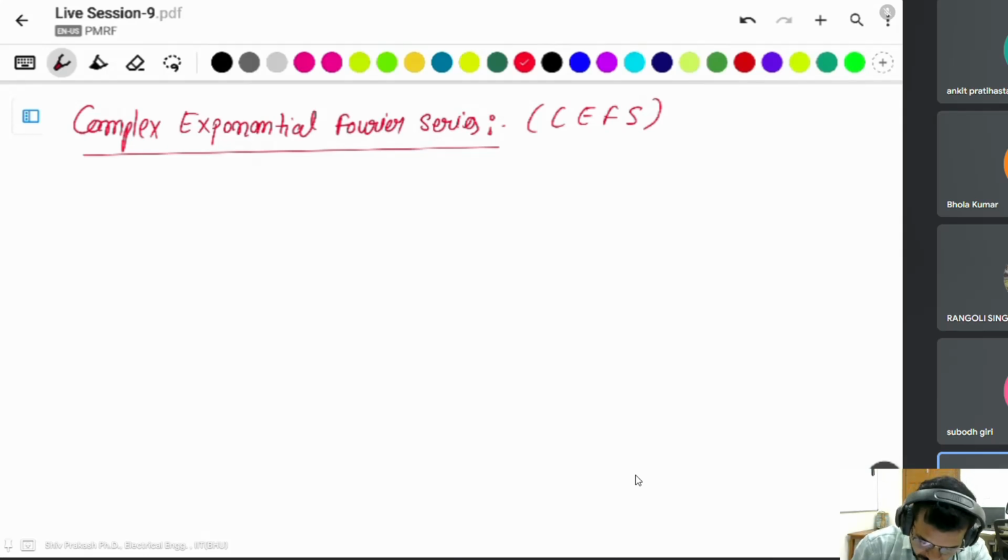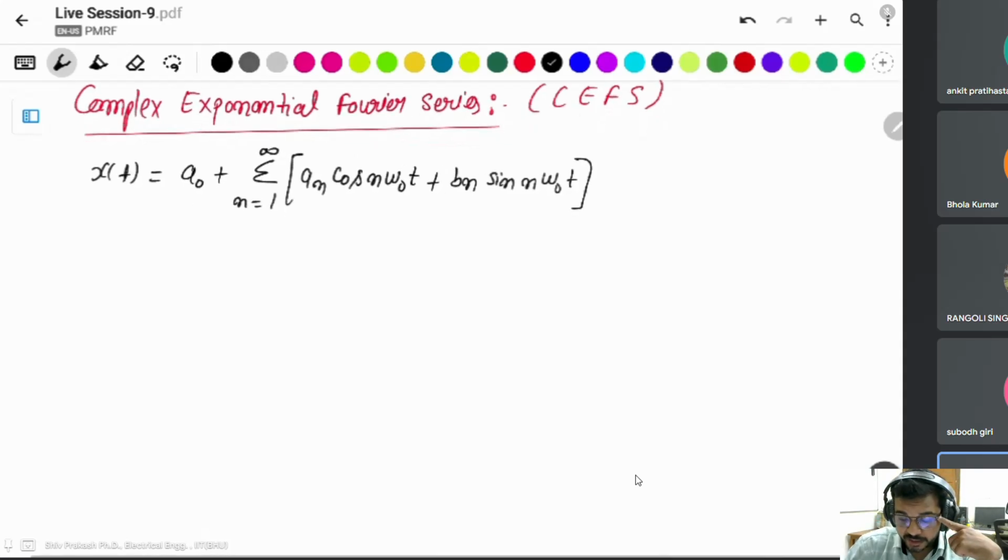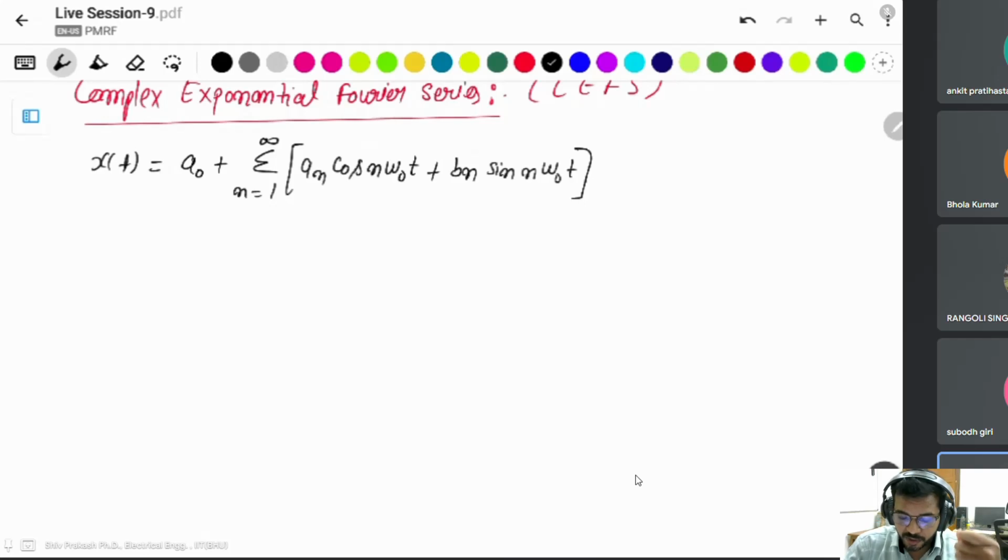In the trigonometric Fourier series representation, you know x(t) is equal to a naught plus the summation of n equal to 1 to infinity of an cos(n omega naught t) plus bn sin(n omega naught t). If you want to transform this trigonometric Fourier series expression into a complex exponential Fourier series, then simply replace cos and sin in terms of exponentials.